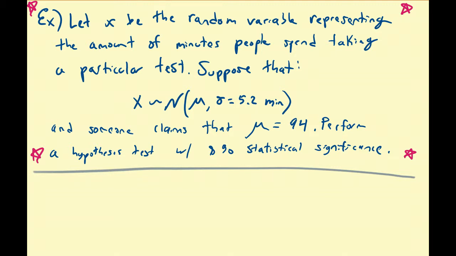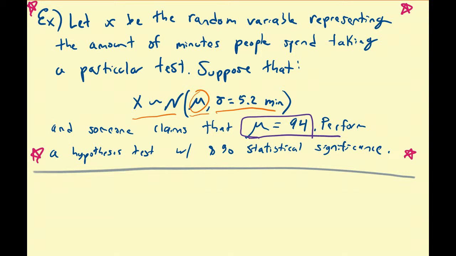Let us assume, for the sake of this example, that x is normally distributed with some mean mu that we seek to estimate, and let us assume that the standard deviation of this population is 5.2 minutes. And let us assume also that somebody claims to you that the mean is equal to 94. They could be right, they could be wrong, they could be pretty close. Let us perform a hypothesis test with an 8% level of statistical significance against this claim that mu is equal to 94. So let's begin.